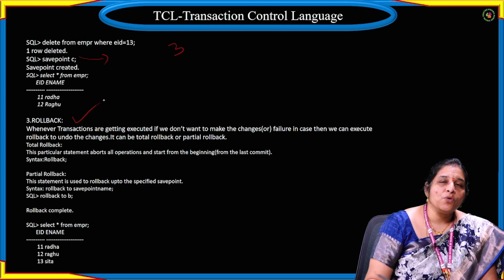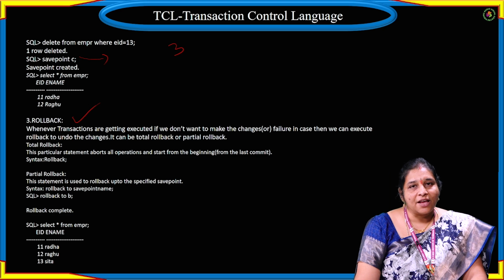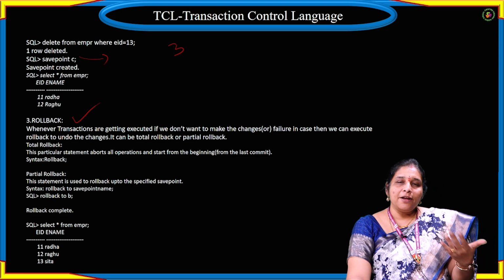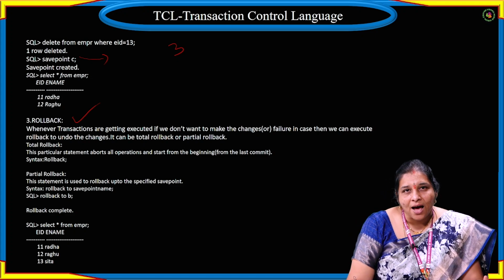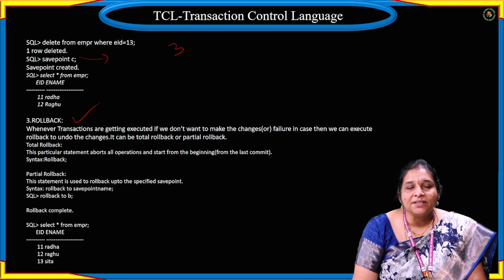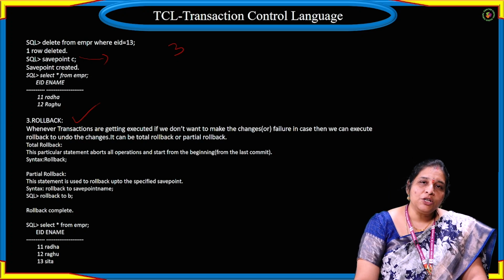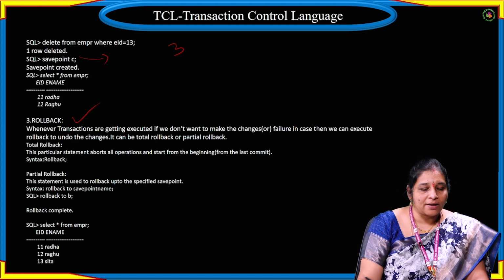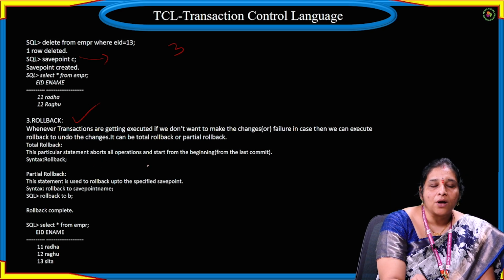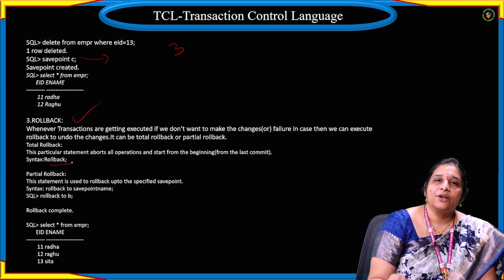Now we have one more important command in TCL called rollback. Whenever transactions are getting executed, sometimes some failure happens, or some unwanted change, unwanted insertion or deletion has been done. In that case, we have to roll back. So this rollback can be done in two ways, complete rollback or partial rollback. The total rollback is going to abort all the operations and start once again from the beginning. The syntax is just ROLLBACK.